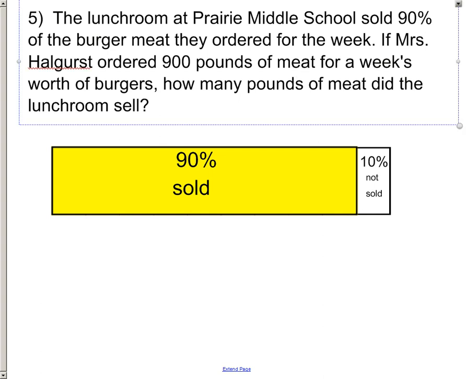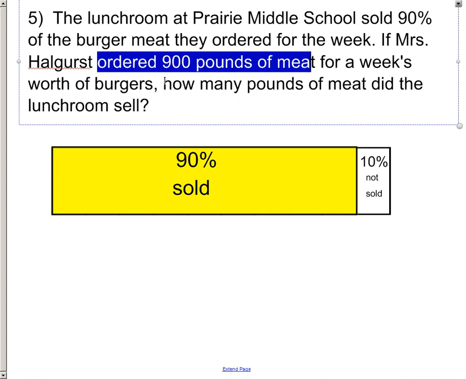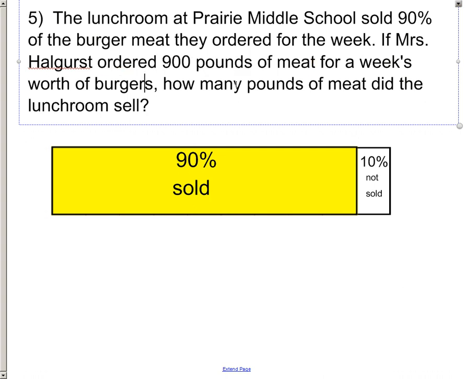So if Mrs. Halgurst ordered 900 pounds for the week's worth of burgers, if that 100% was 900 pounds, how many pounds of the meat did the lunchroom sell? So the 100% was 900 total pounds. So we just want to know what's 90% of 900. Oh, typed it in wrong. Yeah, it'd be 810 pounds.